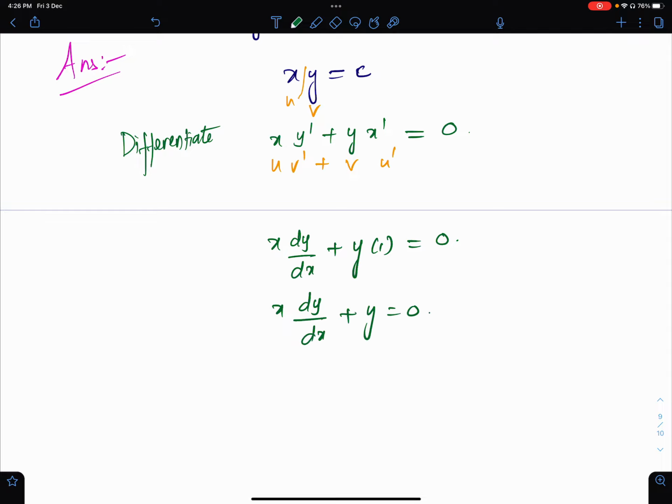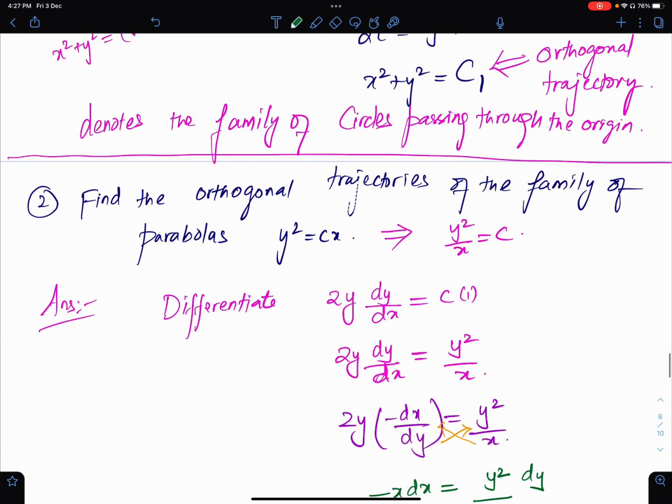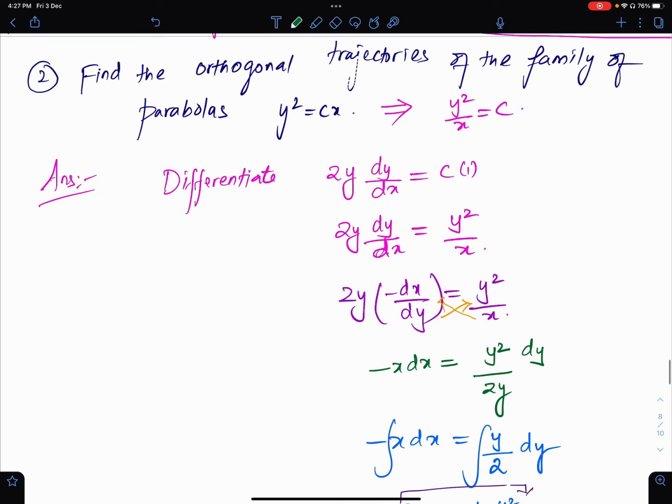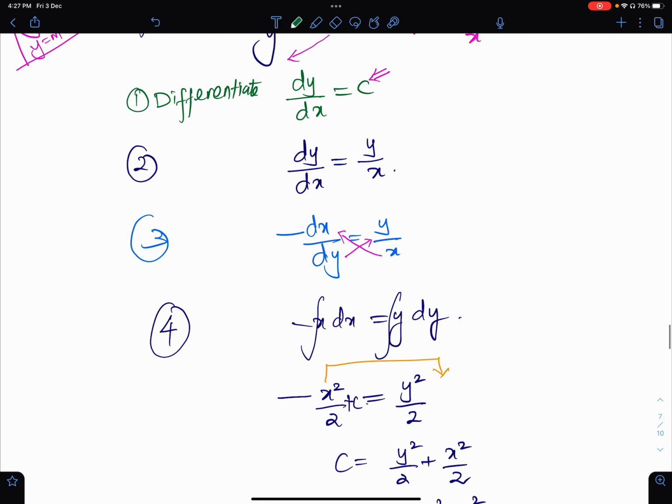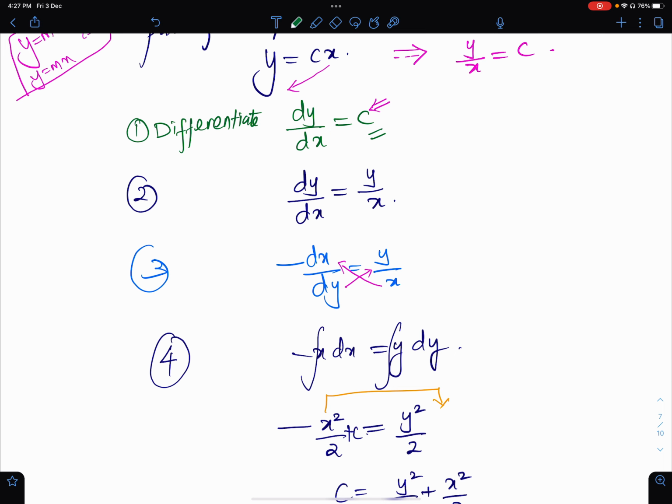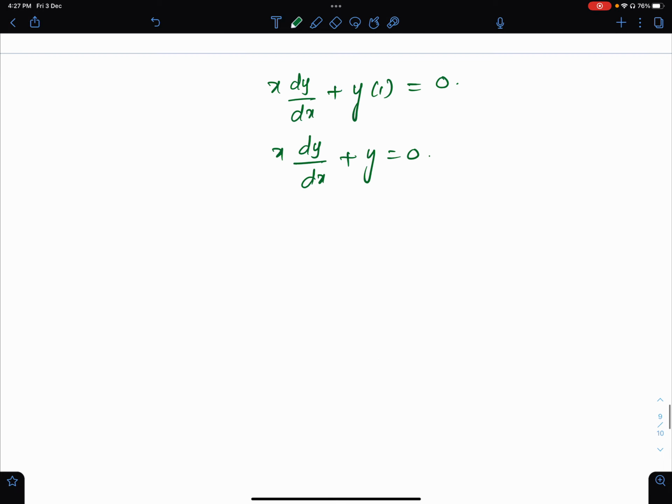See, in this question you don't find any arbitrary constant. But see the previous question. In the previous question, after differentiating, we found some constant. After that, we replaced that constant using the equivalent expression. Even in the first question, after differentiating, we found some constant. But in this third question, you don't find any constant after differentiating. Then the task is very simple. So now what you have to do? Change dy by dx as minus dx by dy.